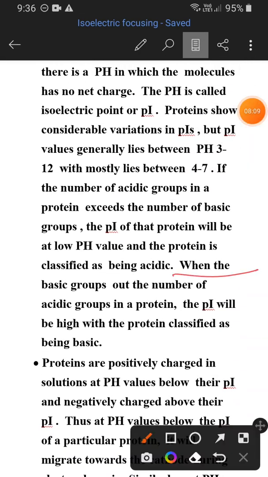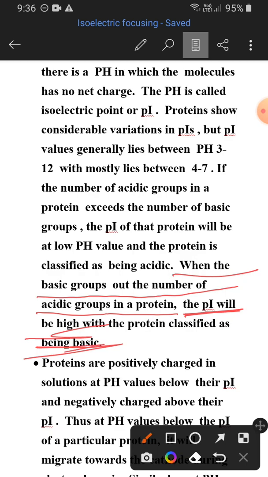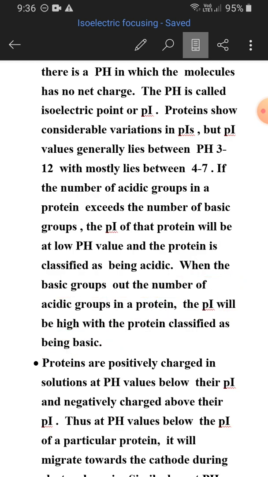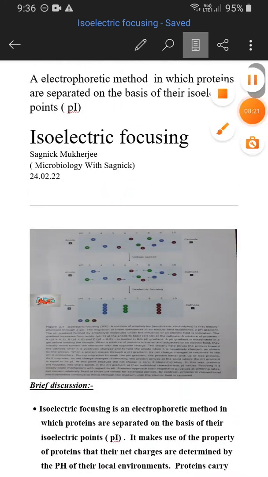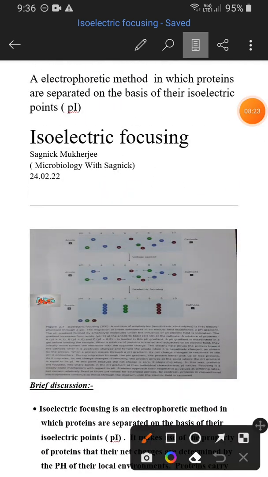Similarly, when the number of basic groups exceeds the number of acidic groups in a protein, the pi will be high and the protein will be classified as being basic. Okay, so that is the thing. Also we have the standard formula to determine pi. If you want, then I will discuss these two.